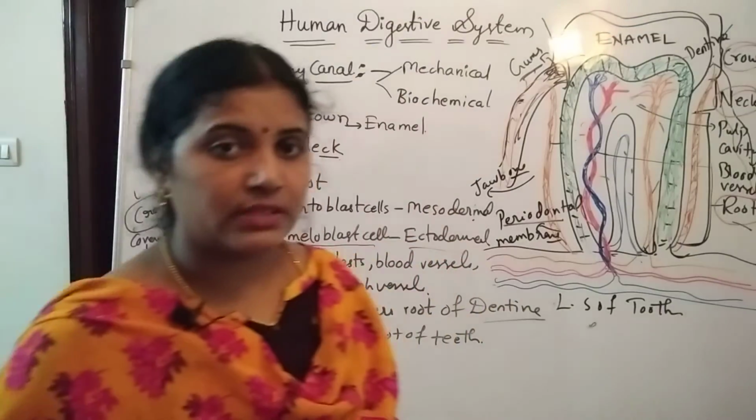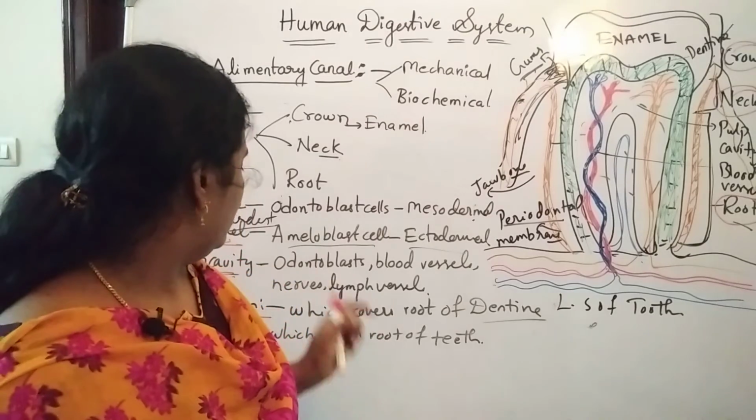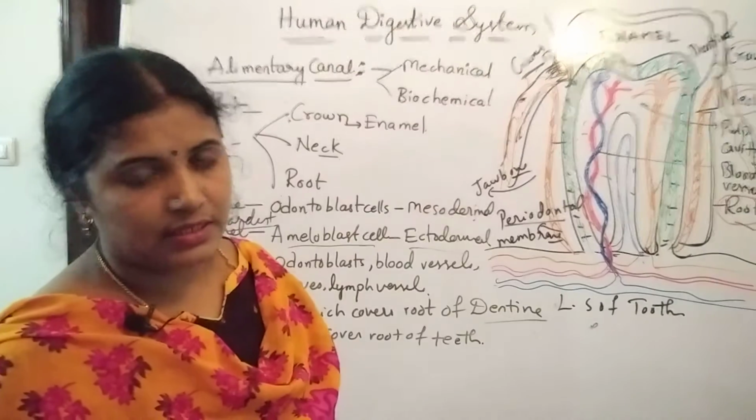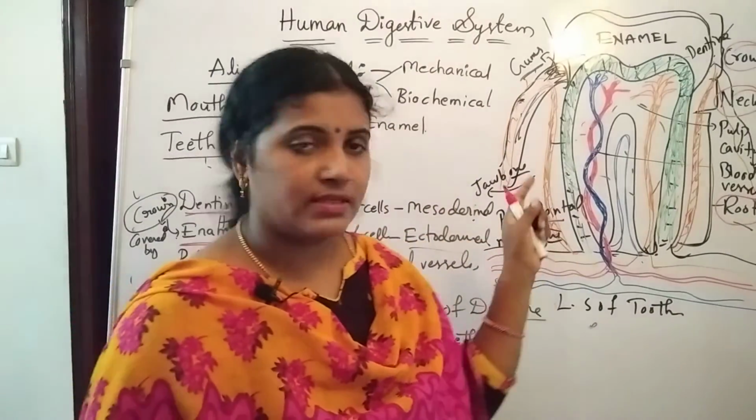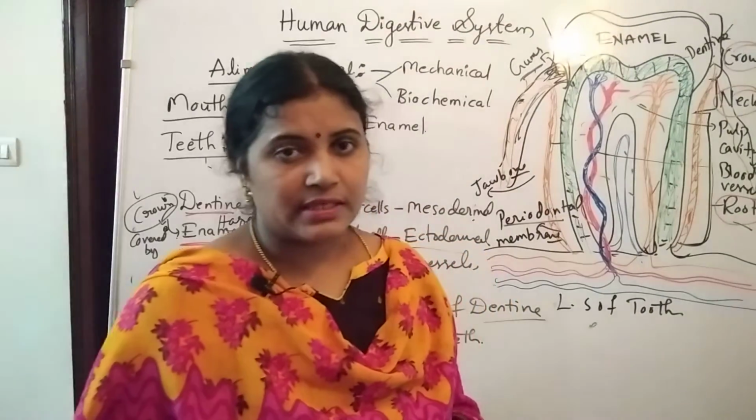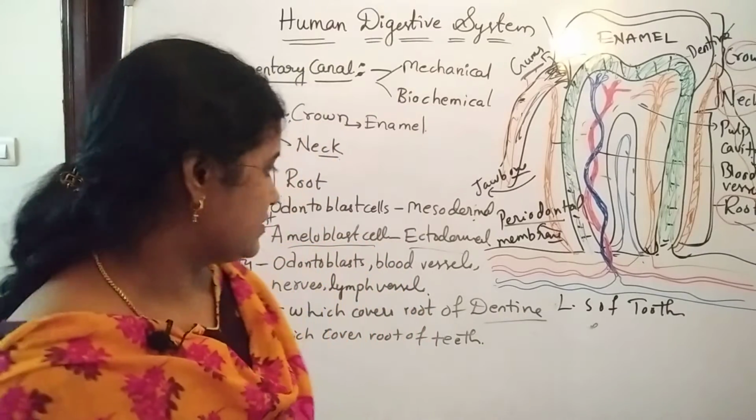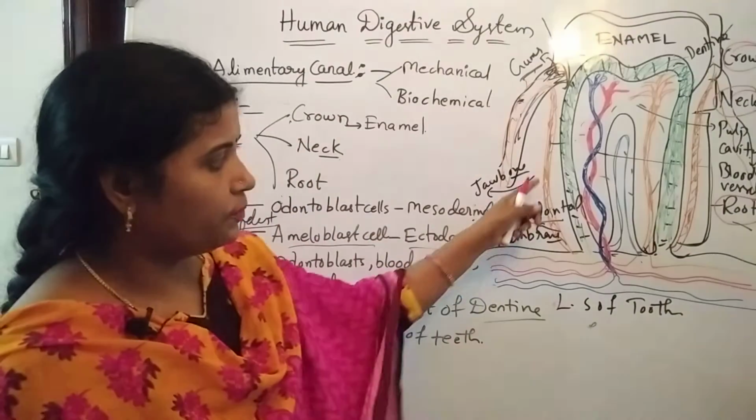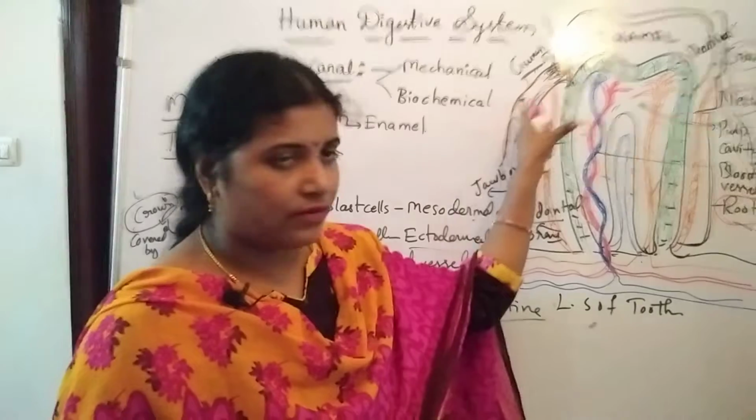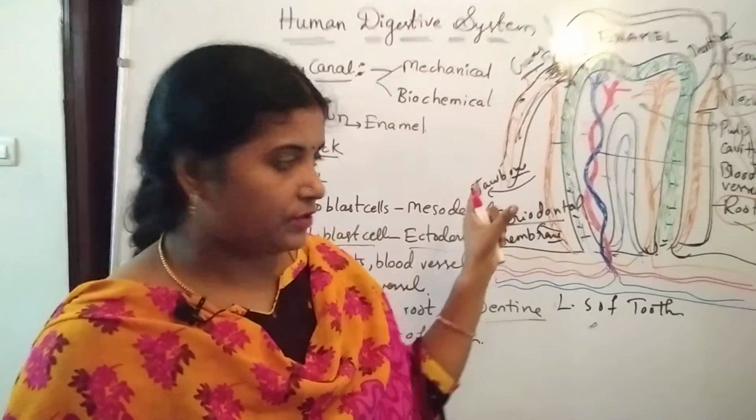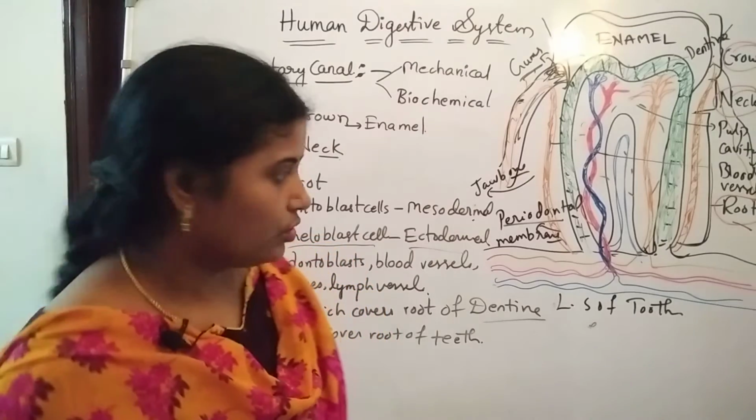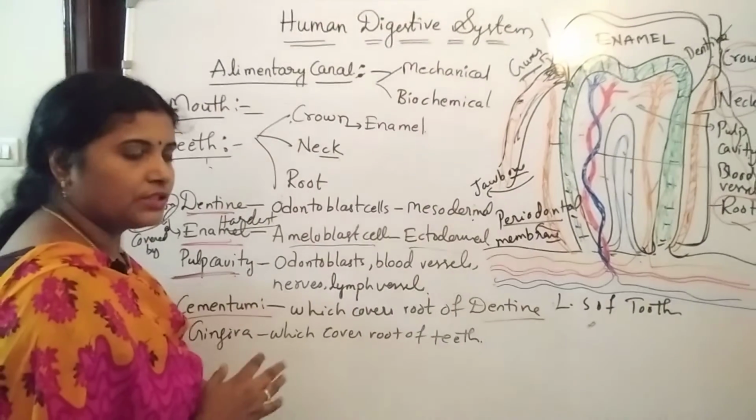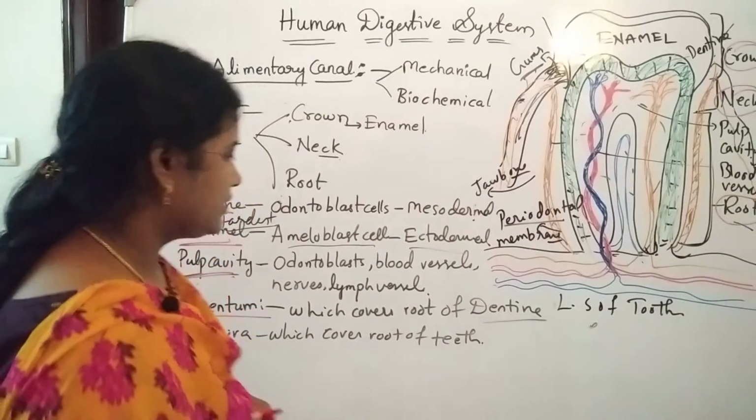Inside, the dentine is secreted by the odontoblast cells. Inside the dentine there is a pulp cavity, which contains blood vessels, nerves and odontoblast cells. The root part of the entire teeth is covered by the gums, also known as gingiva, and the root part of the dentine is covered by the cementum. So this is about the structure of tooth. Take the screenshot.